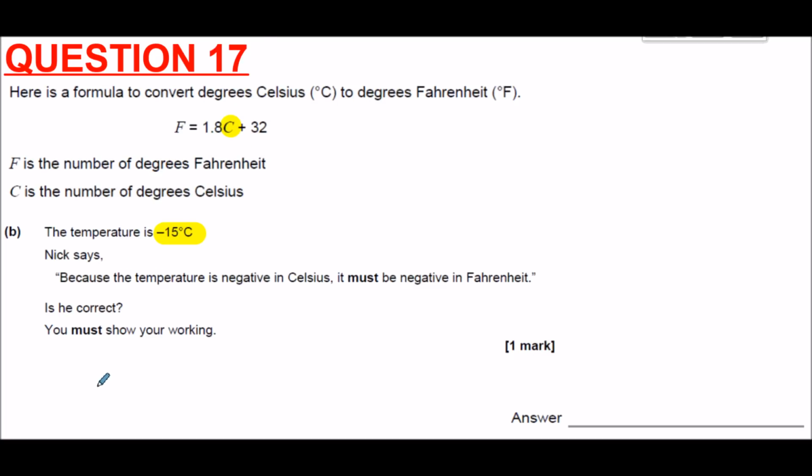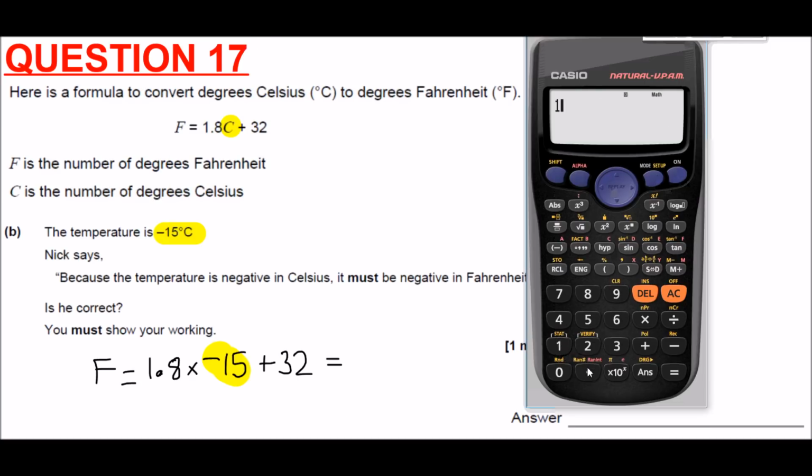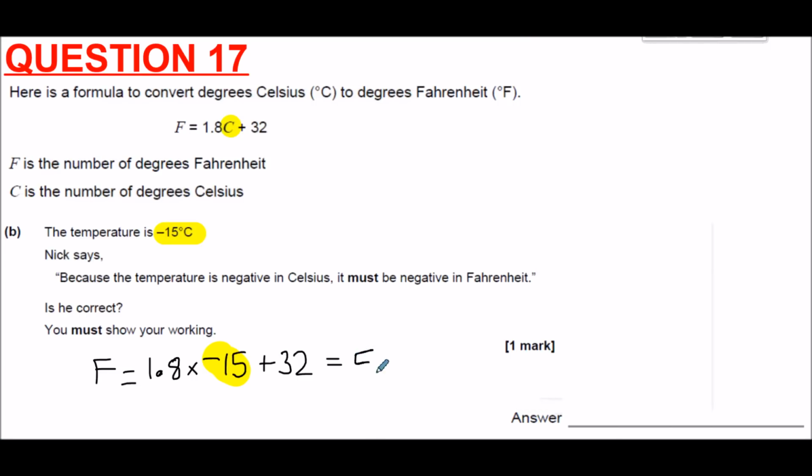So when C is minus 15, F is yet again 1.8 multiplied by the temperature in Celsius, in this case now minus 15, plus 32. So if we just type this into our calculator, 1.8 multiplied by minus 15 plus 32, that equals 5. And 5, last time I checked, isn't negative. So this proves it is possible to have a negative value for degrees Celsius, but the temperature in Fahrenheit can be positive.